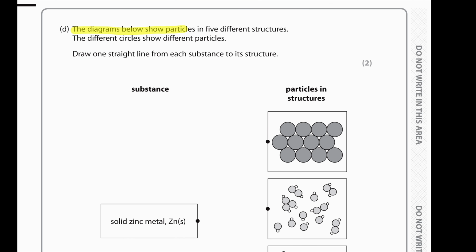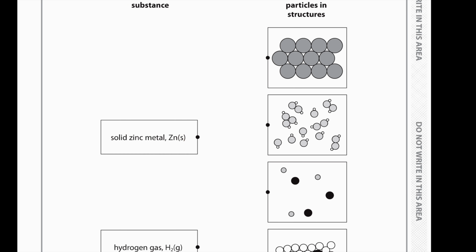The diagram below shows particles in 5 different structures. The different circles show different particles. Draw one straight line from each substance to its structure. So, solid metal or zinc. Solid metal, zinc can be substance which are in solid and closely packed and single element. So, this should be the correct answer.